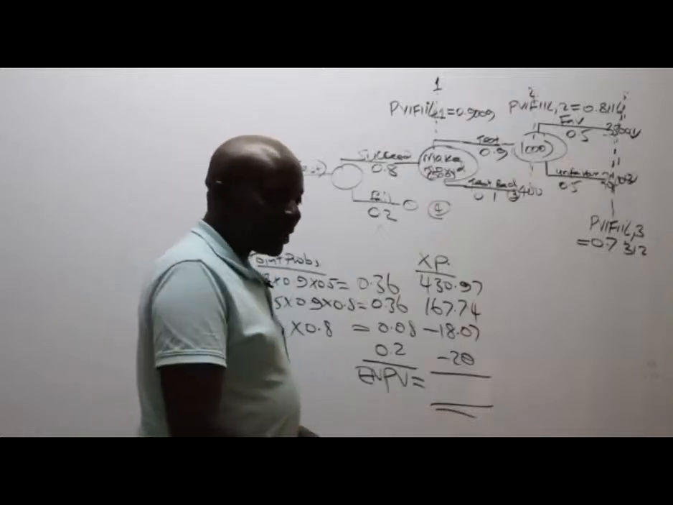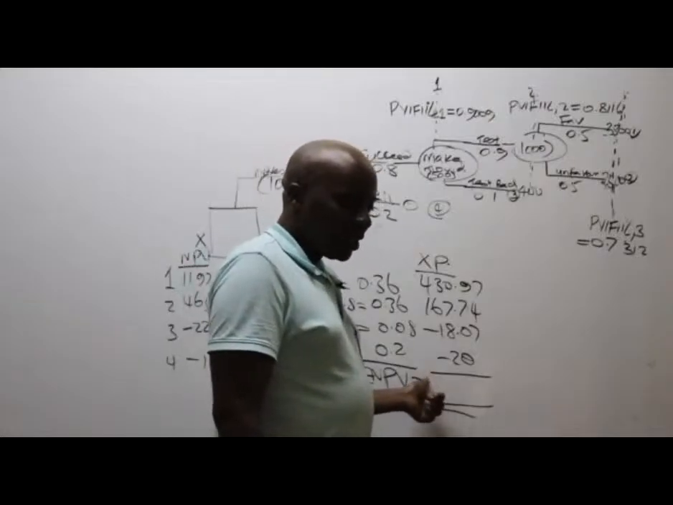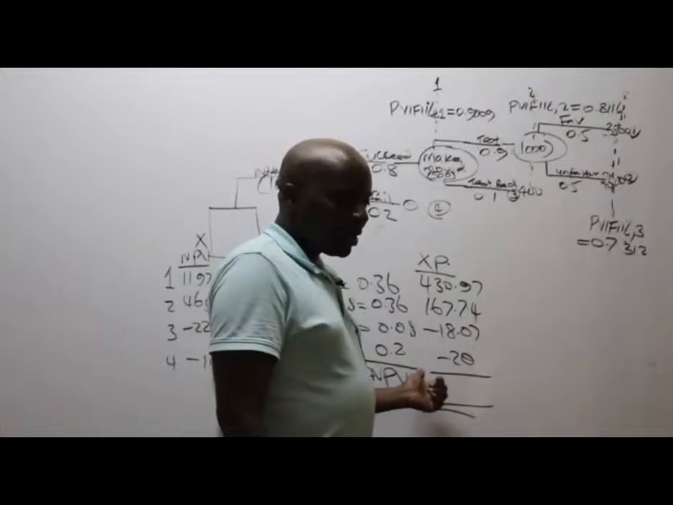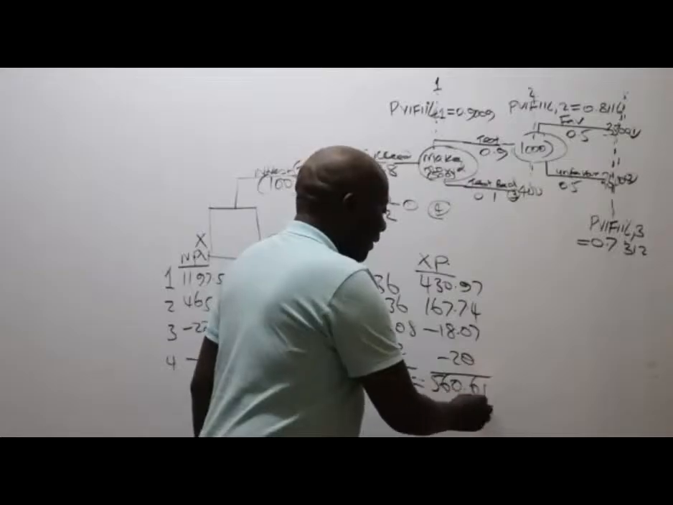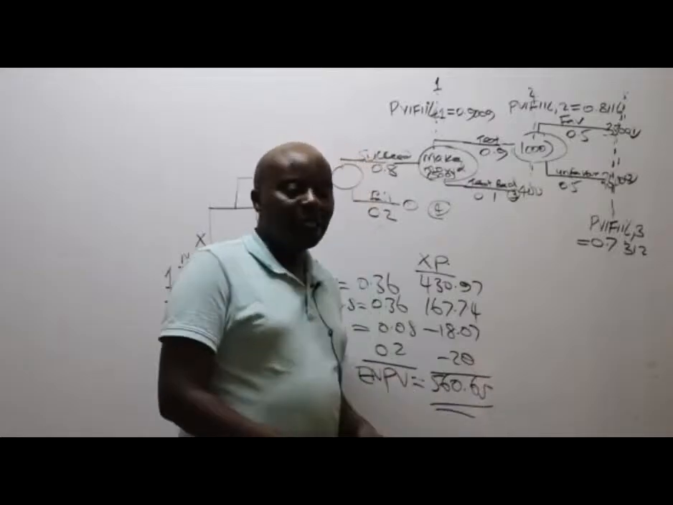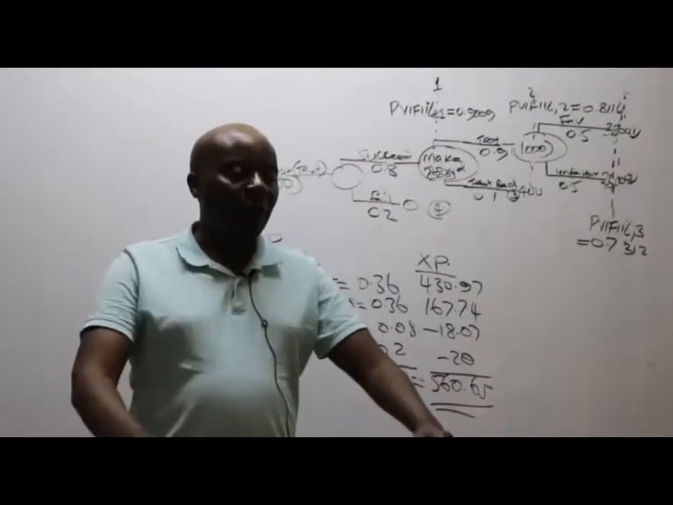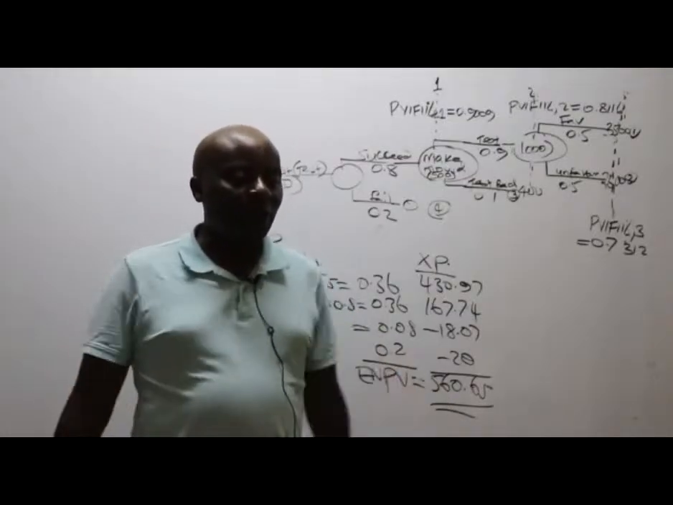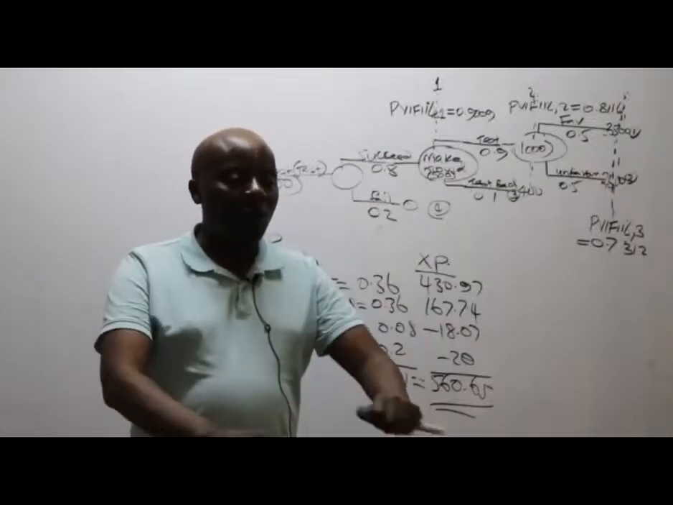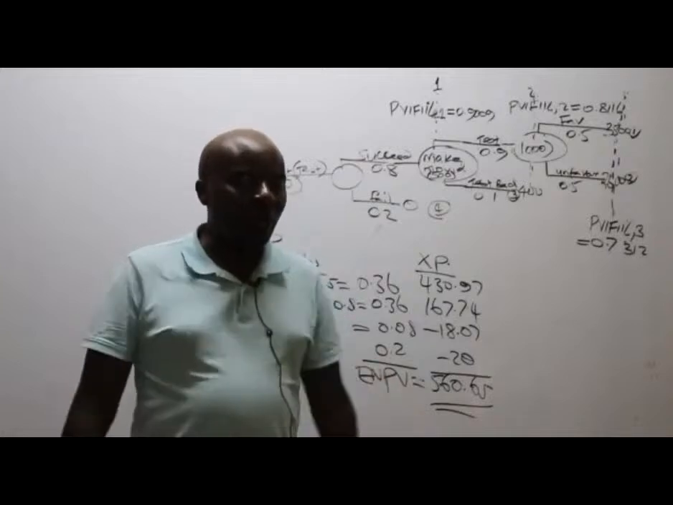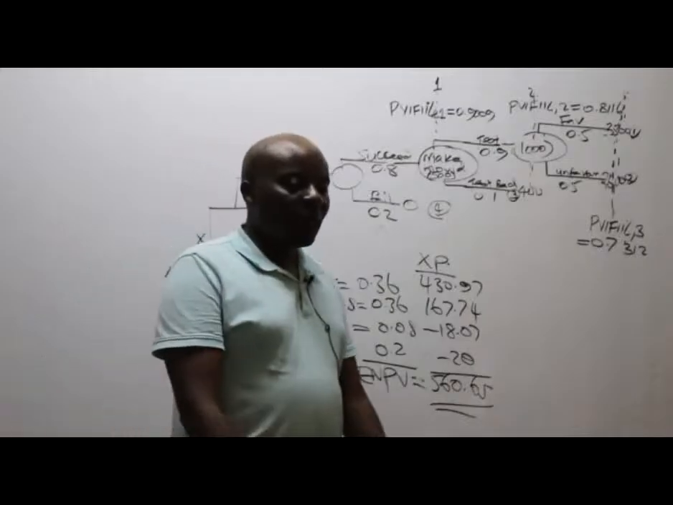Right. So then the expected net present value, somebody is giving me the last figure here. What figure are we getting here? 560.65. This tells us that this project is viable. This project is viable.